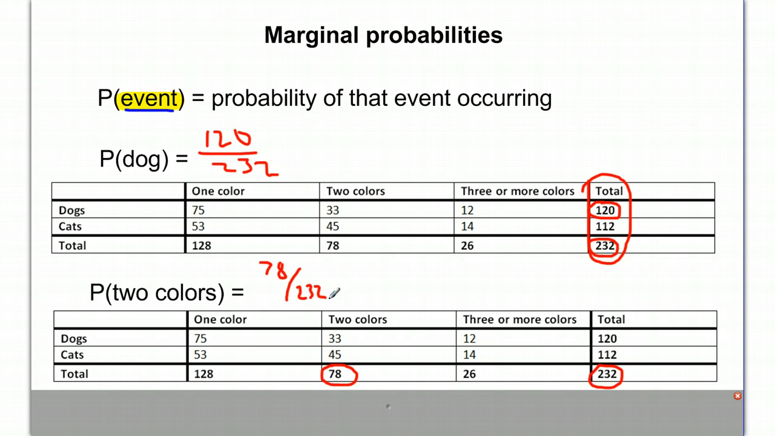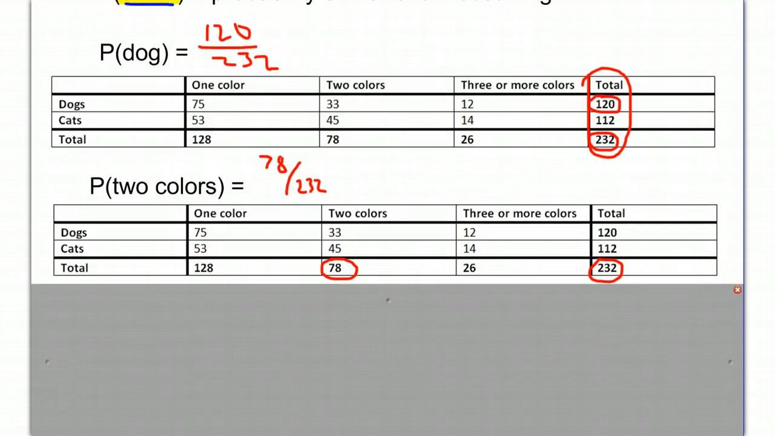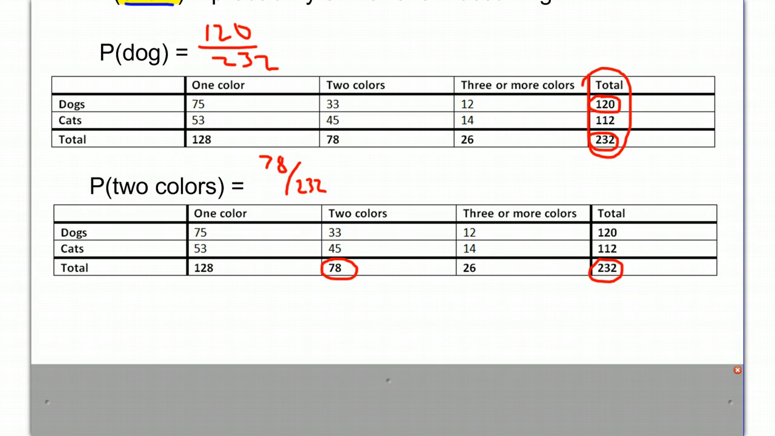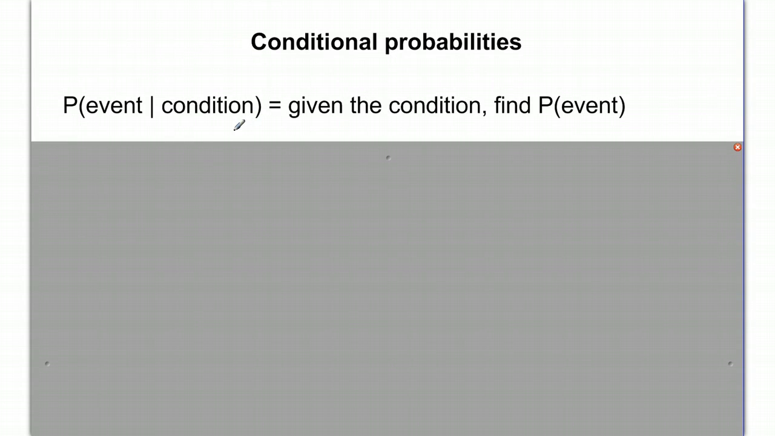In most cases with these problems, your fractions, your probabilities are always going to be out of that total in the corner. So the 232 in this case. Now, we'll get to problems where that's different. These are examples of those weird exceptions to the rules.